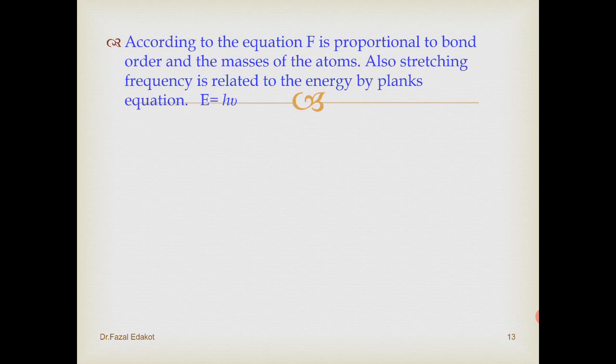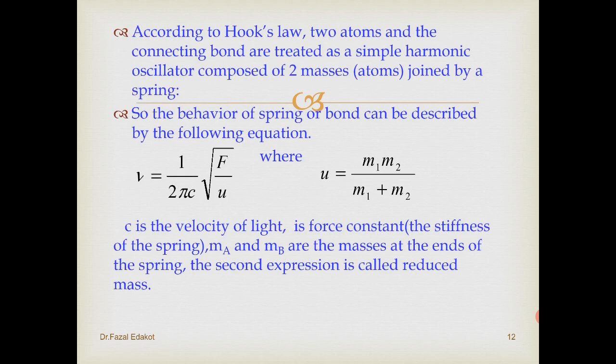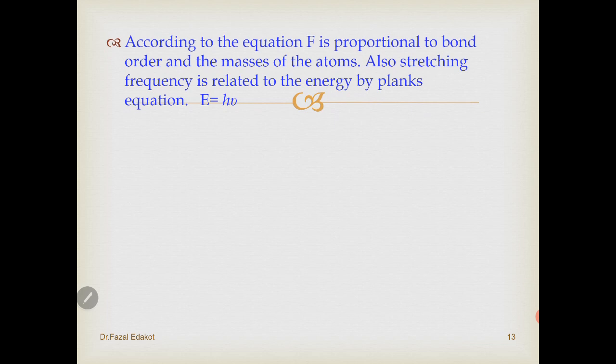According to the equation, the frequency is proportional to the bond order, the force constant, and the mass of the atoms. Also, stretching frequency is related to the energy by Planck's equation. What is F here? This F is proportional to the strength, like bond order. If a single bond is there, it is weak. If a double bond is there, it is a bit stronger. If a triple bond is there, it is even stronger. And this could be associated with the energy of the light.